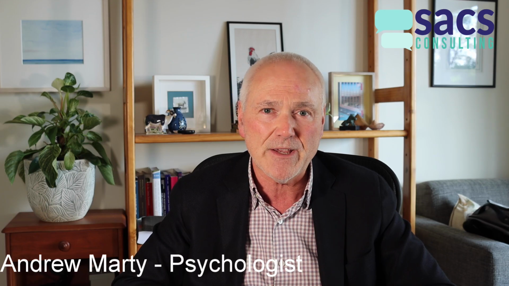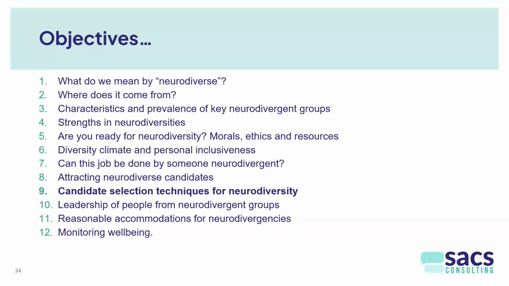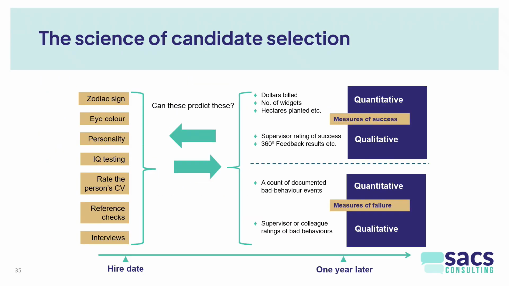And this one is specifically about candidate selection techniques, which can be effective in ensuring that the person that you're about to hire, neurodiverse or neurotypical, will be appropriately recruited and can do the job that you've got in mind for them. Now, there is a world of science on candidate selection, and it looks like this.